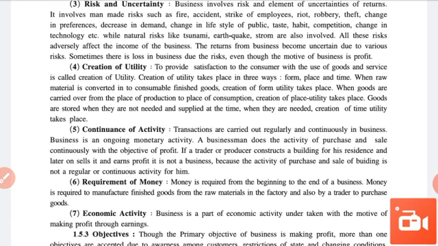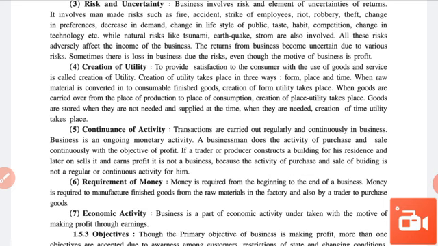Then the fifth characteristic, continuance of activity. Exactly, we have already talked about these characteristics in the meaning.